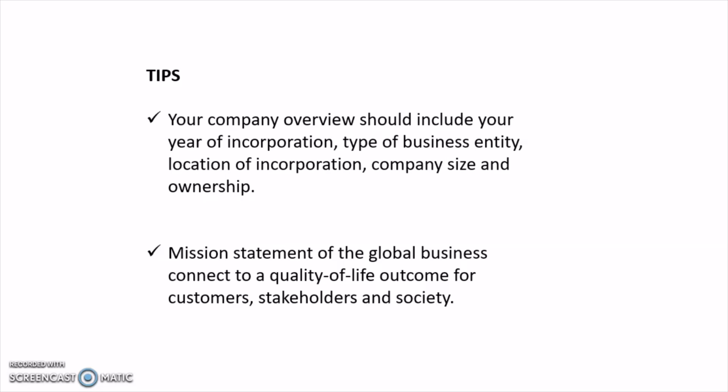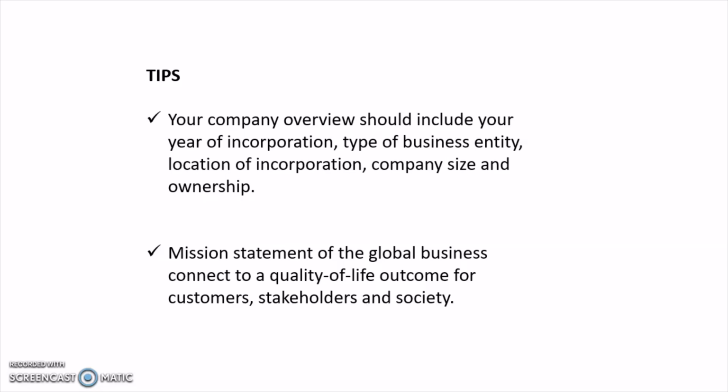So your mission statement should be able to tell what is the quality of life outcome. What will your company be doing? How will it influence the quality of life of your customers, of your stakeholders, of the people who work in the business, and of the society at large? How does your business change the quality of life of people who consume your product or services, people who produce your product or services, who distribute your product or services, and people who have shares in your company, and people who are, of course, general members of the society? So this is what a mission statement should carry.